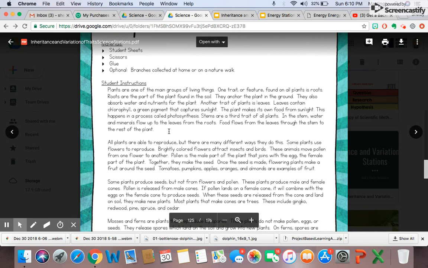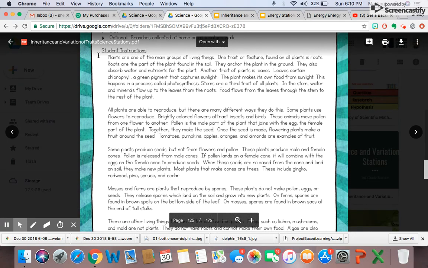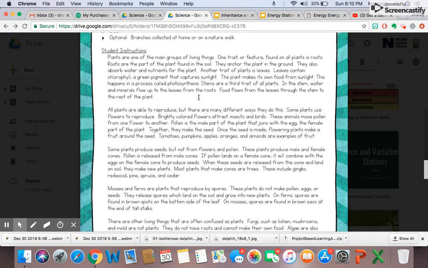found in the packet. So this says, plants are one of the main groups of living things. One trait or feature found on all plants is roots. Roots are the part of the plant found in the soil. They anchor the plant in the ground. They also absorb water and nutrients for the plant.